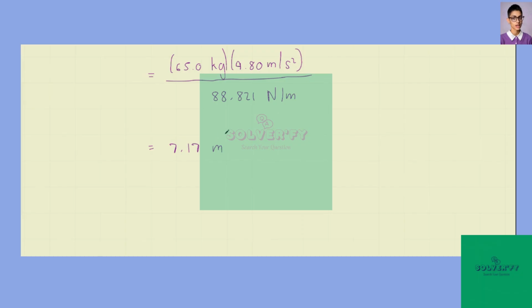And since we know he comes to rest 25 meters below the level of the bridge, the length of the unstretched bungee cord, x, must be this distance, 25 meters, minus the extension, 7.17 meters, which means the bungee cord has an unstretched length of 17.8 meters.